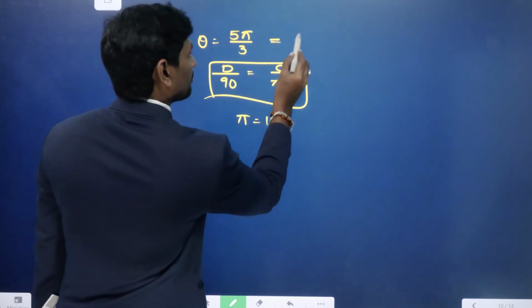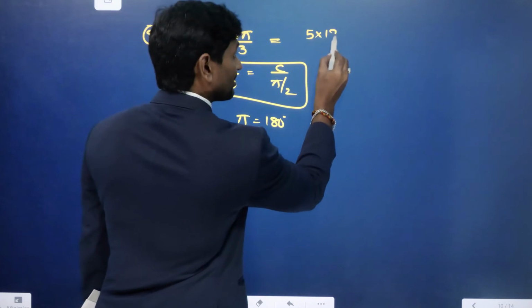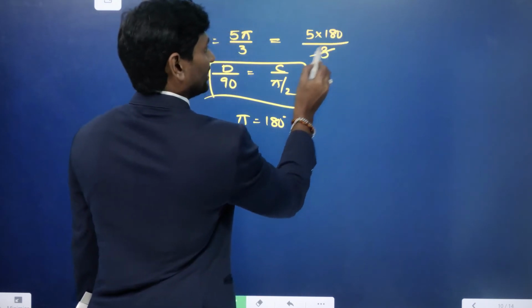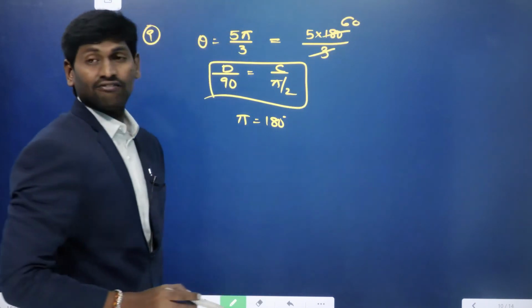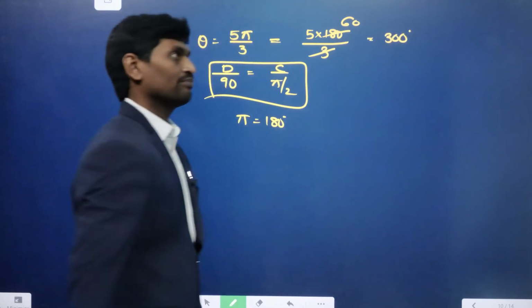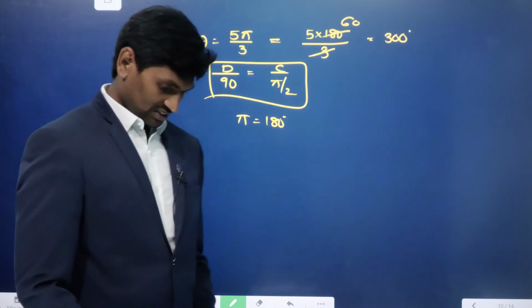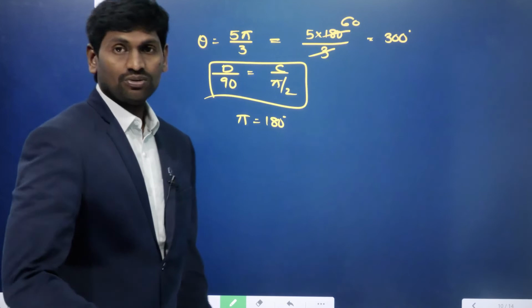Let us try to simplify here. In the place of pi, I can write 180 degrees, 180 by 3. 3 table 180, 60 times. 5 into 60, 300 degrees. 5 60s are 300. Okay? Next, question number 10.